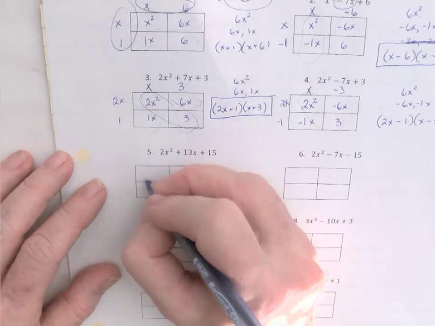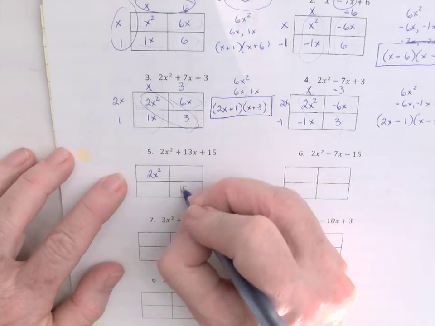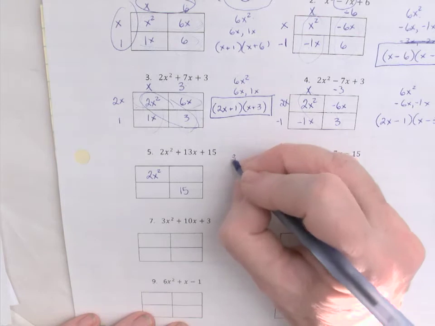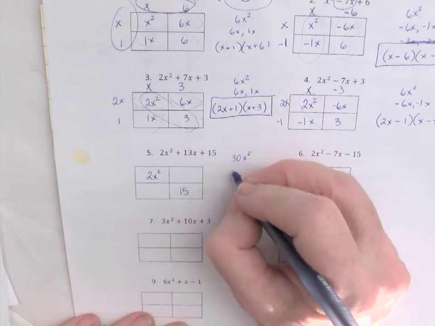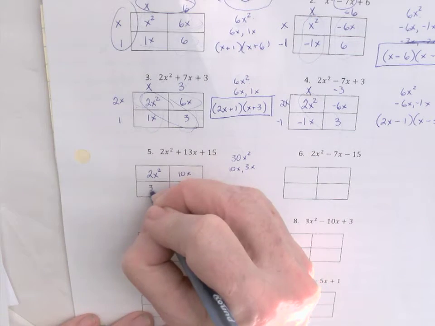For question 5, so I'm hoping you're getting the hang of this. 2x squared goes in this box, 15 goes in the lower right-hand box. So the product of those is 30x squared. So what multiplies to 30 and adds to 13? Well, that's 10x and 3x. So we'll put a 10x and 3x.